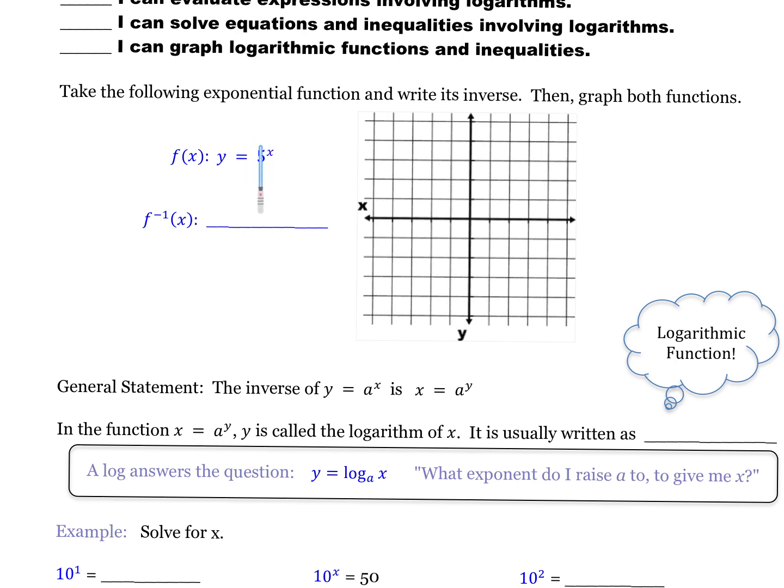If we graph 5 to the x, well, that's what we've been graphing. This is that exponential function, and it's going to go like this. Let's go graph it. If x is 0, what would that y coordinate be? 5 to the 0 is going to be 1. So I'll plot 0, 1. And if x is 1, 5 to the first is 5.